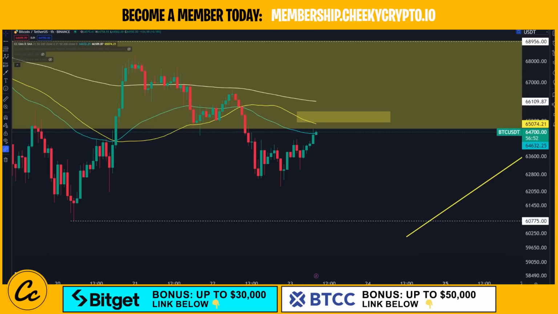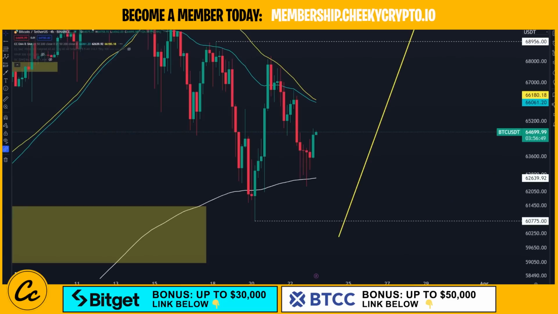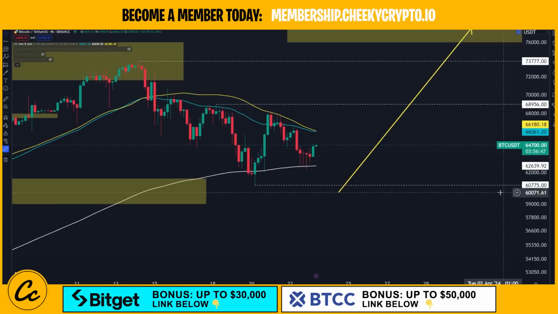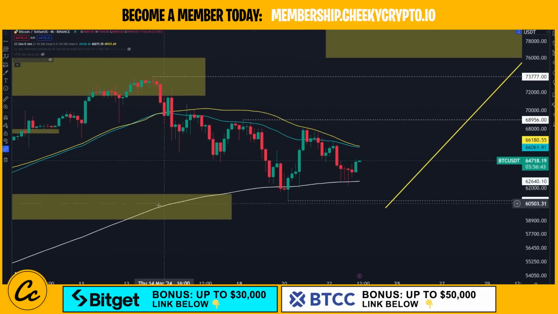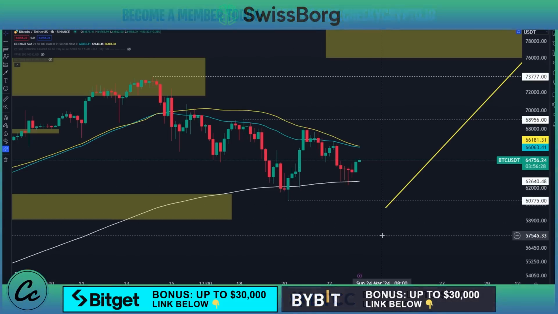Expect some volatility. Let's move this up and crank it up to the 4 hour time frame. On the 4 hour time frame, guys, we are, of course, looking slightly differently. We have our 200 EMA on the 4 hour time frame coming in here at the $62,640. And this has acted as support. So like I was saying earlier on the smaller time frames, when the price action is below the 200 EMA, we are bearish. And when the price action is above the 200 EMA, we are bullish, right?